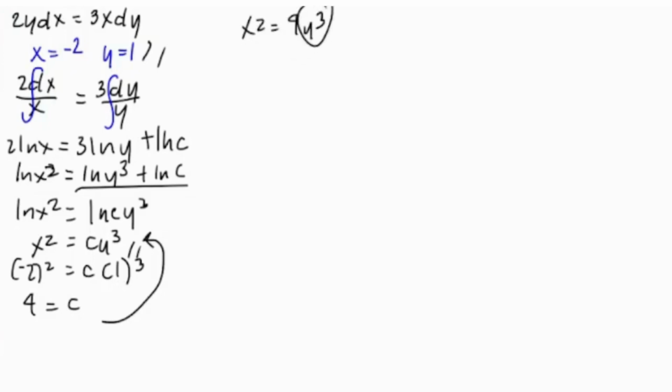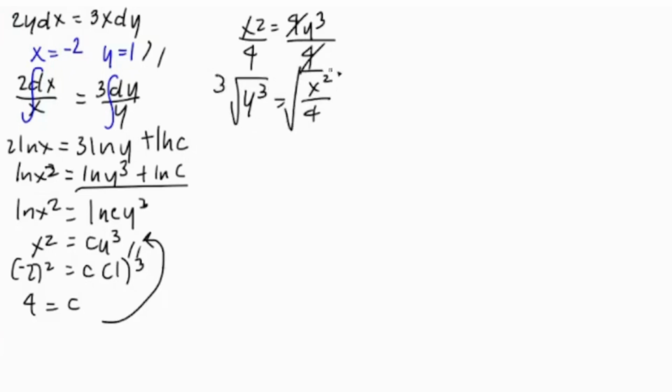And isolve natin itong final answer natin as in terms of y. So, magiging divide both sides by 4. Magiging y cubed is equal to x squared over 4. Cube root natin both sides. Magiging y is equal to, alam natin na pwede itong ma-interpret as x over 2 squared.